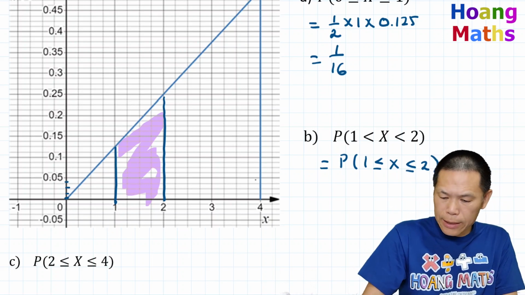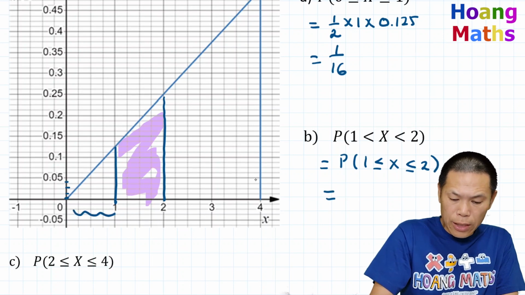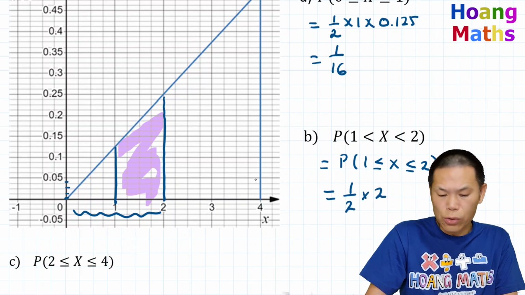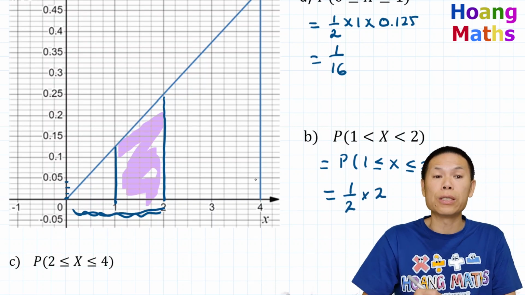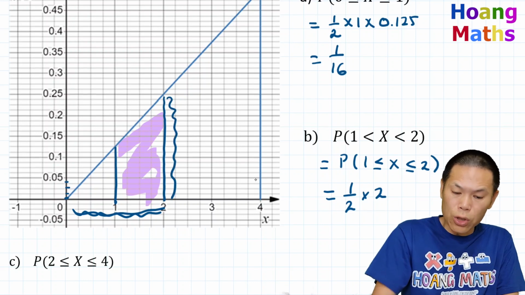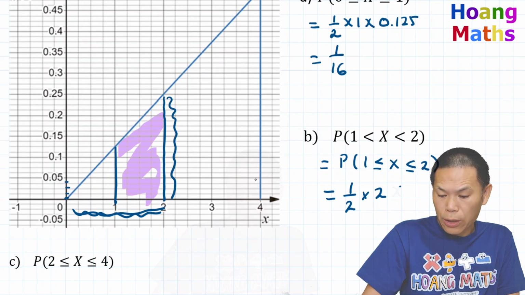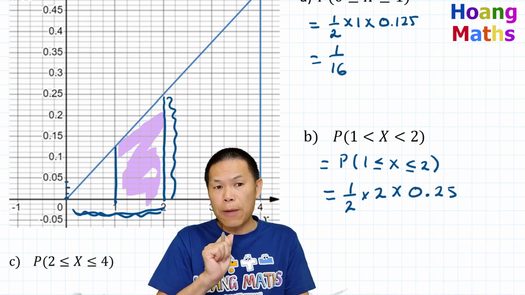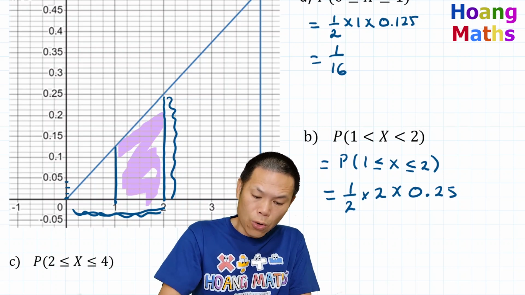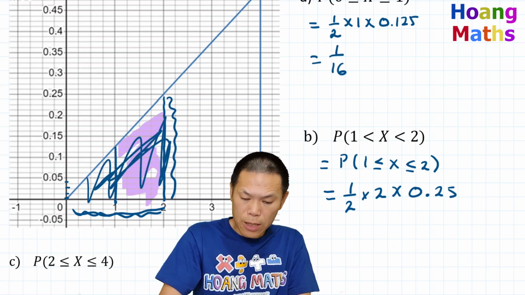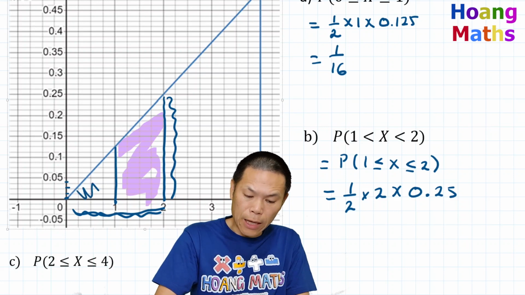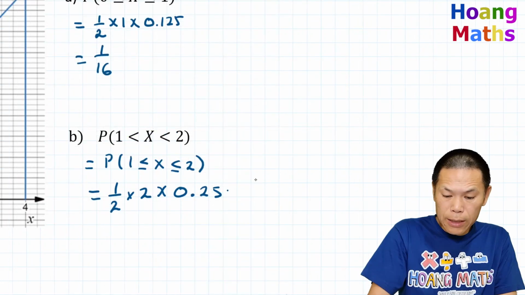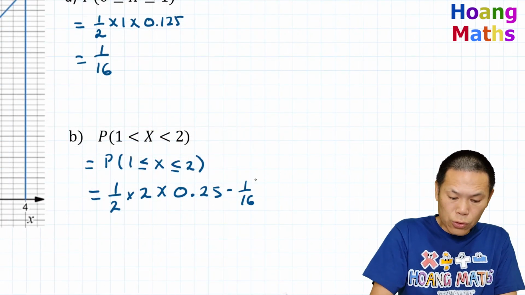So that is exactly the same as, okay, work out the larger area. That is a half times the base, which is 2, because from 0 to 2 is 2 units. And then the length of this, or the height, is 0.25. There you go. That's the larger area, so this gives me all the area here. Keep that in mind. Now we need to minus this area here, and we already sorted that out. That is 1 over 16. So we minus 1 over 16. That should give me the answer.